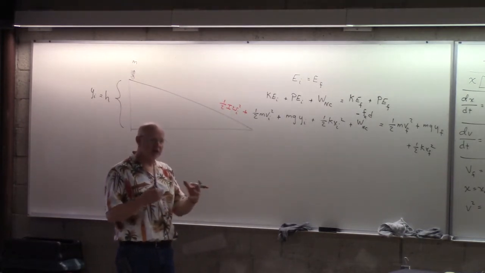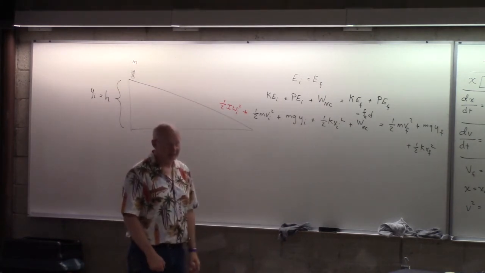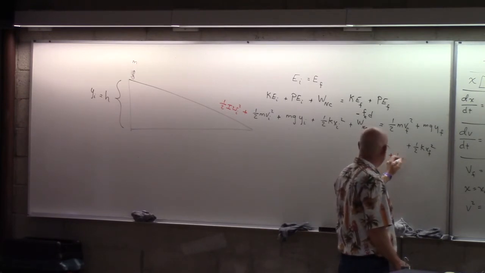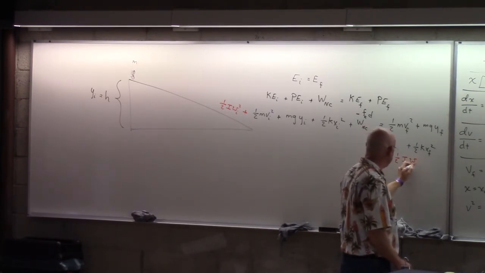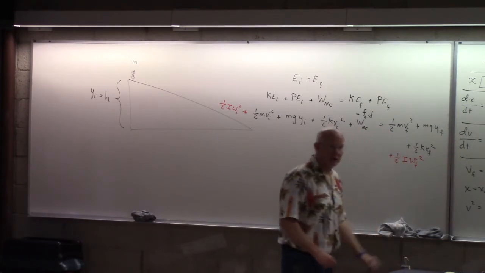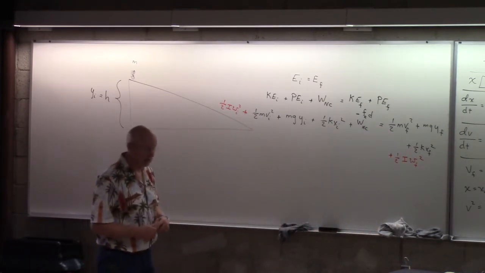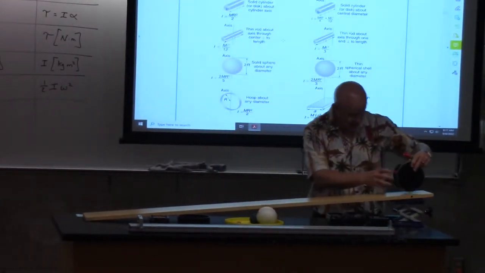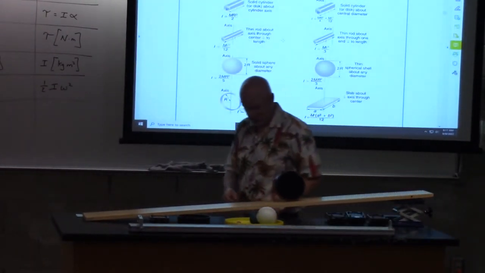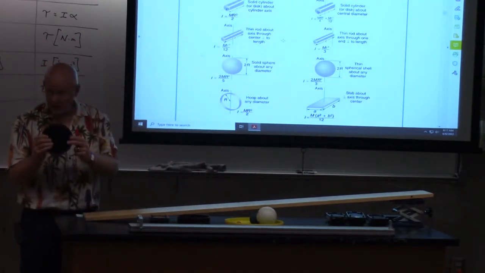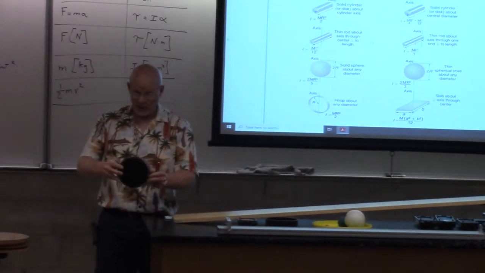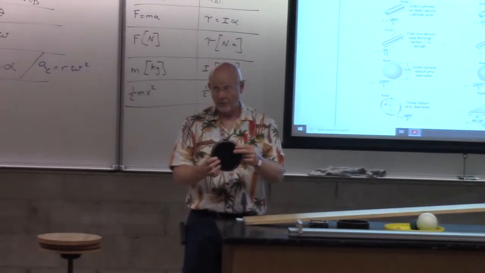See, an object can be translating and rotating. And so there needs to be a term added on both sides of this equation for our second kinetic energy. And so something like this disc rolling down the hill, when it gets down here at the bottom of the hill, I will say this disc is not just translating, but it is also rotating.